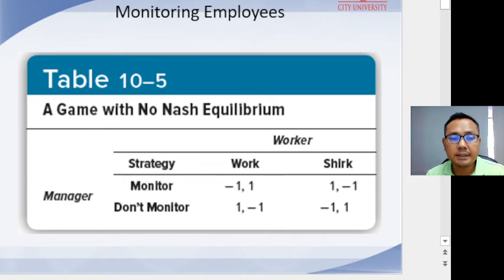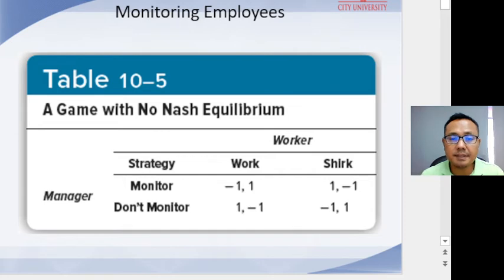So consider a game between a worker and a manager. The manager has two possible actions. The first one is monitor the worker. The second one is don't monitor the worker. And then the worker has two choices. The first one is work. The second is shirk. These possible actions and resulting payoffs are depicted in this table, Table 10.5.